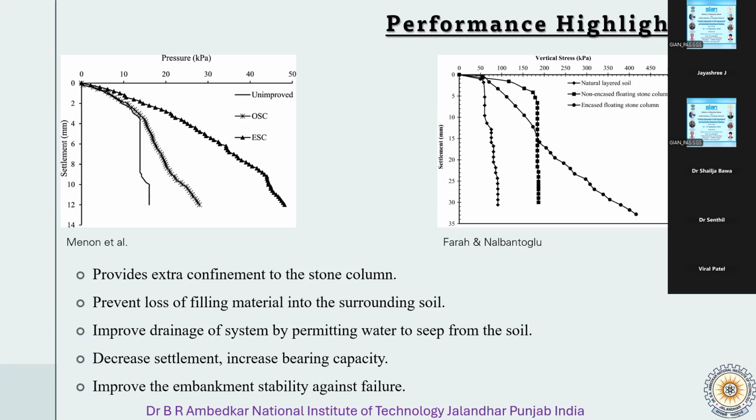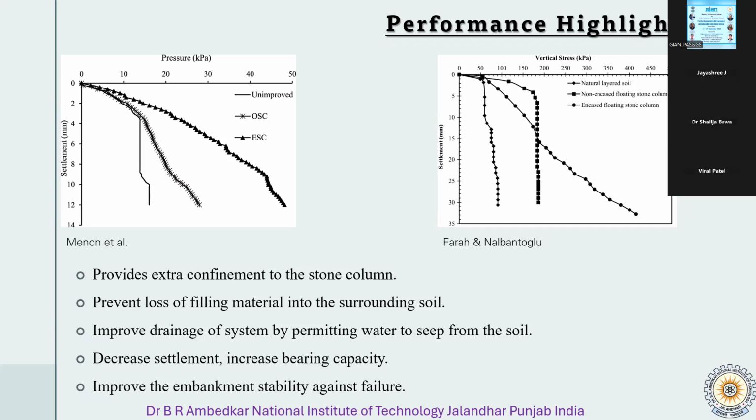Again, in the graph on the right hand side, you can see the vertical stress versus settlement. The encased floating stone columns, with circular markers, perform much better than both the non-encased columns and natural soil, offering higher stress resistance at lower settlements.